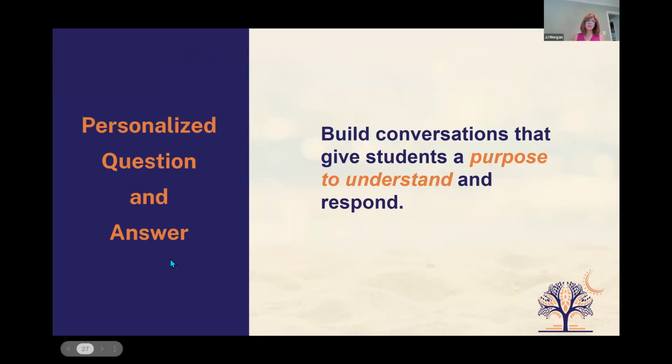You can move to personalized question and answer, and that is PQA for short. And it doesn't matter if you are a CI-based teacher for any of these activities or if you are a grammar-based teacher. Introducing vocabulary works these ways for both. So PQA builds conversations that give students a purpose to understand and respond. So you're giving them a reason to be using the vocabulary.